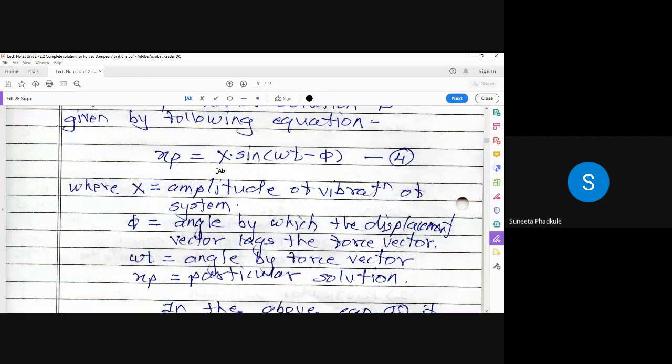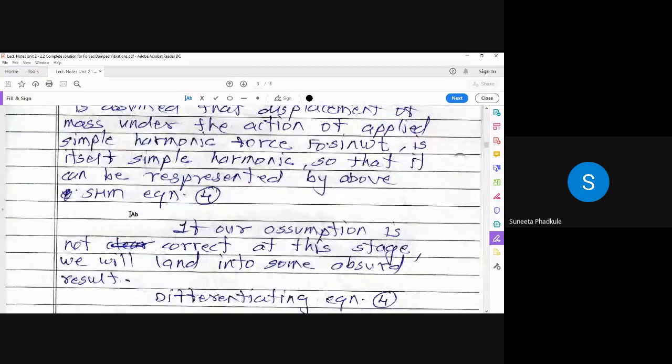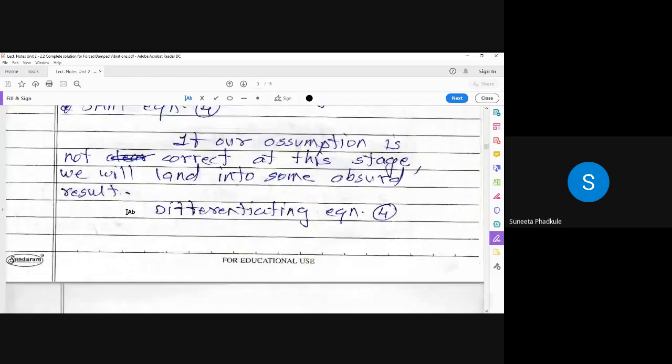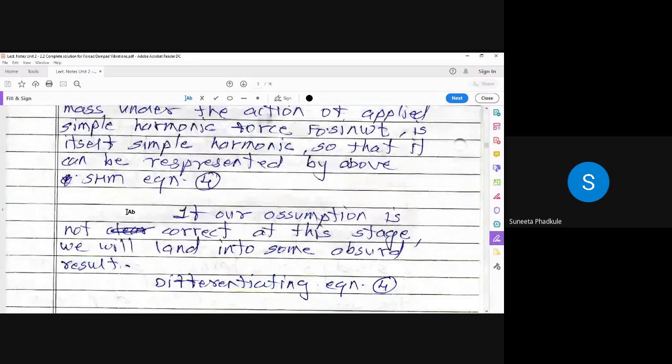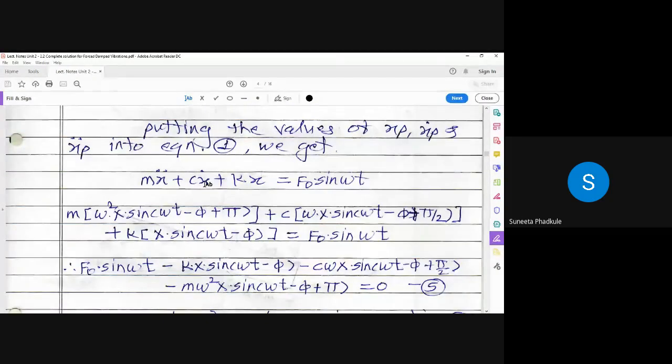Now what we have to do is put this value into the equation of motion. What is the equation of motion for forced vibration? m x double dot plus c x dot plus k x is equal to F0 sine omega t. If our assumption is correct, then we will get some valid conclusion. Now let us see. We want to put the values into this equation. So for the particular integral, the equation will be m xp double dot plus c xp dot plus k xp is equal to F0 sine omega t.